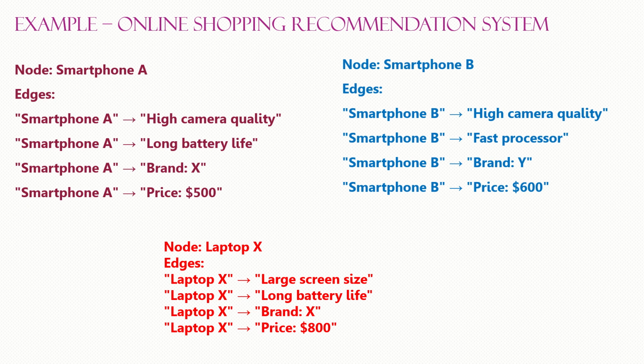Let me take a node. I'm defining a smartphone A, and smartphone A has a high camera quality. It has a long battery life, it is of brand X, and it is priced at $500. Similarly, if I take smartphone B, it has a high camera quality. I'm mapping it with a fast processor, and it is from brand Y, and it is priced at $600.